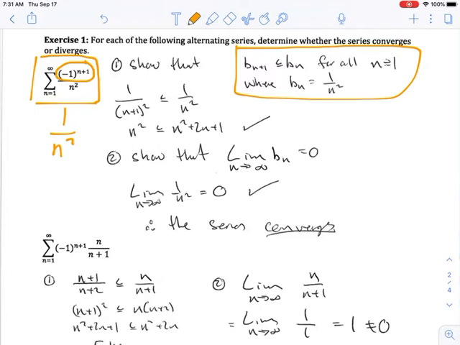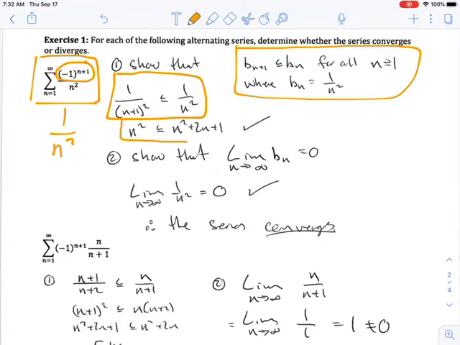So if we can show that the non-alternating part is decreasing and the limit is equal to 0, then it converges by the alternating series test. So first thing we do is show that it is a decreasing function. And we did this in a prior section. And so what we want to do is say, okay, well, is 1 over n plus 1 squared, we're just adding 1 to the n, less than or equal to 1 over n squared.